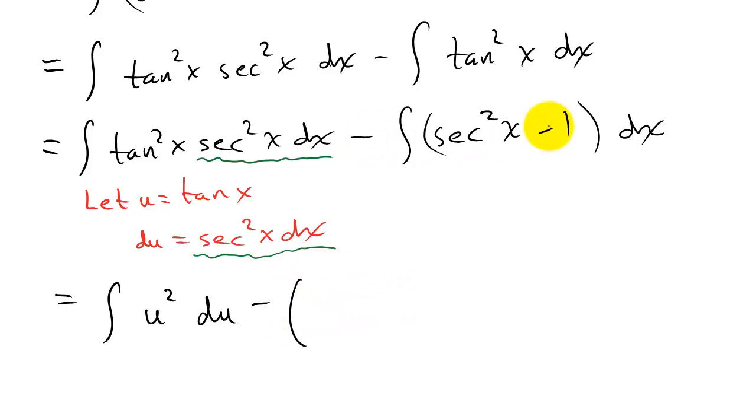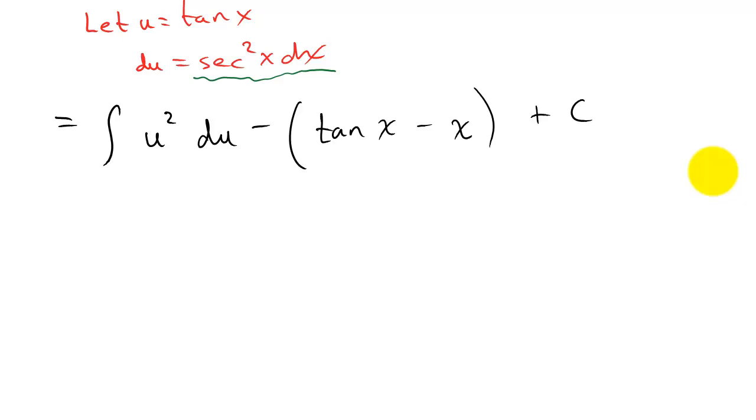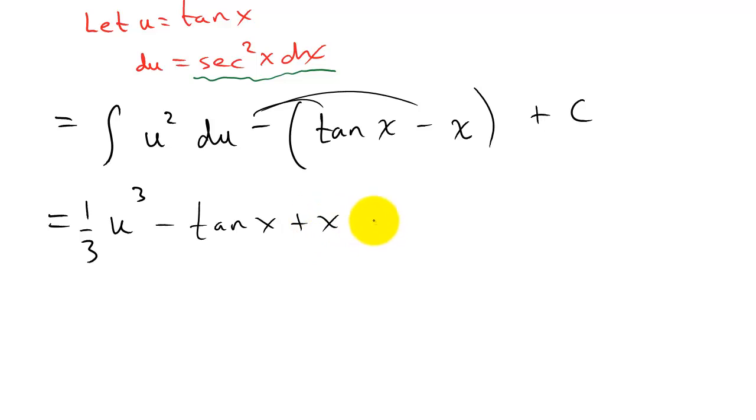Make sure you keep it in parentheses because it's minus the whole thing. The antiderivative of secant squared is tangent minus, and then the antiderivative of 1 is x. And then all this is plus c. Now all I have left to do is to integrate this, so that's going to give me u to the third times 1/3, minus, and I'm going to distribute the minus, so minus tangent x plus my constant term c.